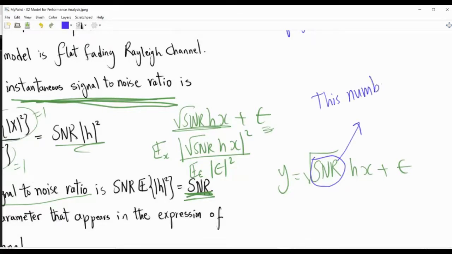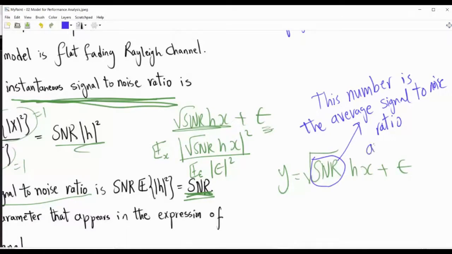This number is the average signal to noise ratio, averaged over everything. So that's this number here. If you want to study your system with a certain average signal to noise ratio, you just play with this number. You put it 10, you put it 15, you put it 20, you put it 7, whatever. This will be the number.